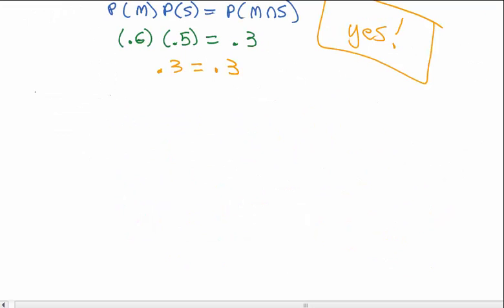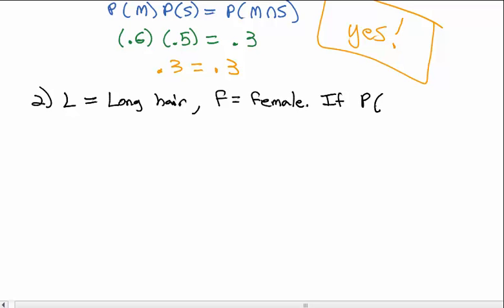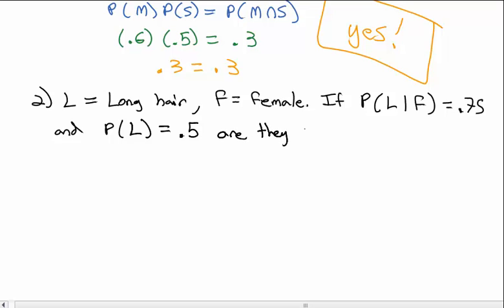Let's do another one of these. Let's say L equals a person having long hair, and let's say F represents a female person. If the probability they have long hair, given they're a female, is 0.75, or 3/4 of the women have long hair, and the probability that the population in general has long hair is 0.5, are they independent?